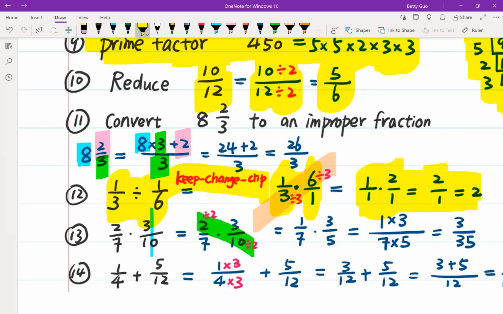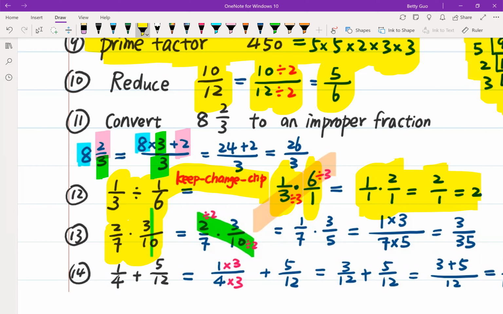Number 13, multiply two fractions. 2 over 7 times 3 over 10. Vertical, vertical, we have nothing to reduce. Diagonal, right top, left bottom. The two numbers have no common factor.